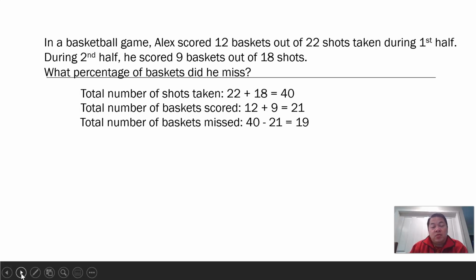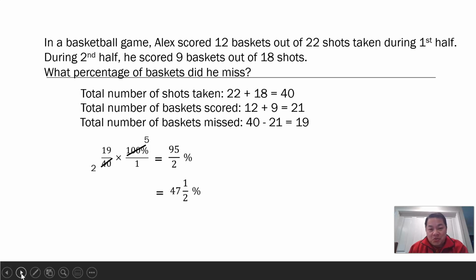And the number of baskets he missed will be the total number of shots taken minus the number of shots scored. So it's 19. So 19 out of the base, which is 40 shots taken, times 100%. From here, you simplify further. You get 95 over 2, which is 47.5%.